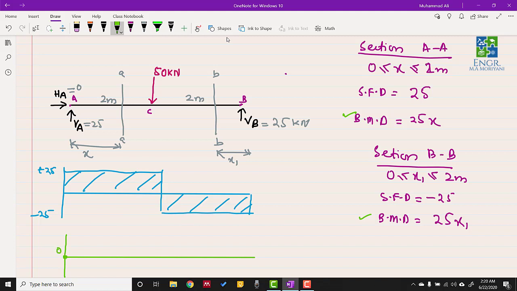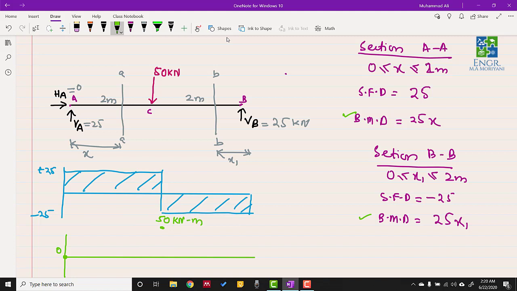Okay, so this will be 0 at point A, but at point C the value of x will be 2 meter, because C is at a distance of 2 meter from point A. If we put the value of 2 in here, we get 25 into 2 equals 50. So this is telling us that at point C we have the positive value of bending moment, which is equal to 50 kilonewton meter.